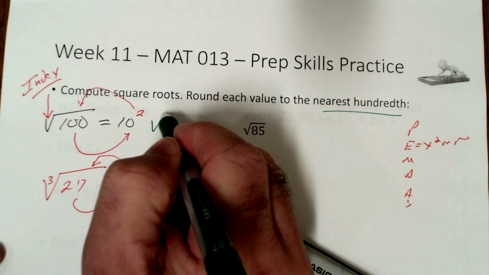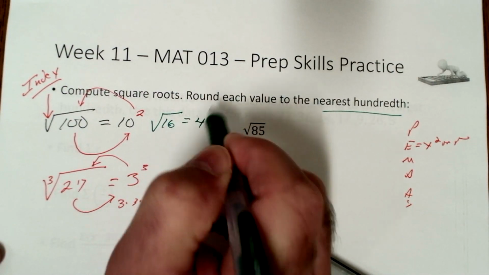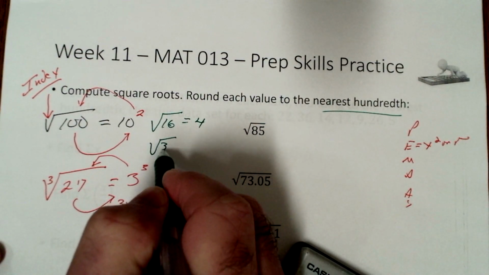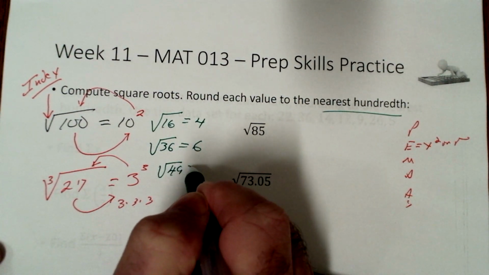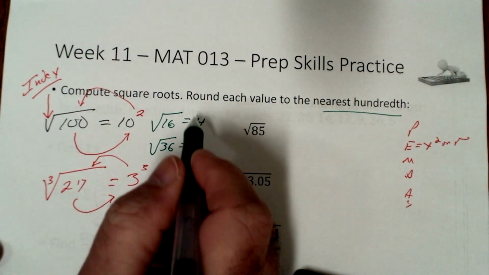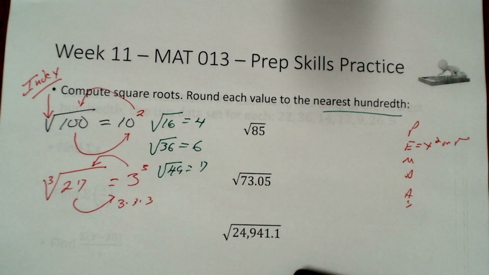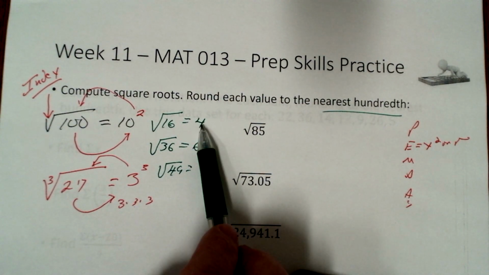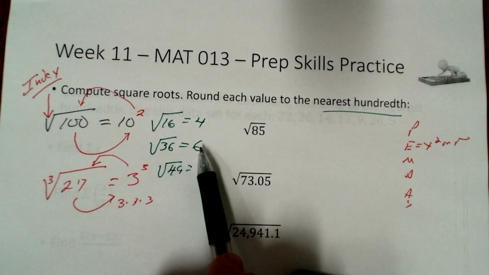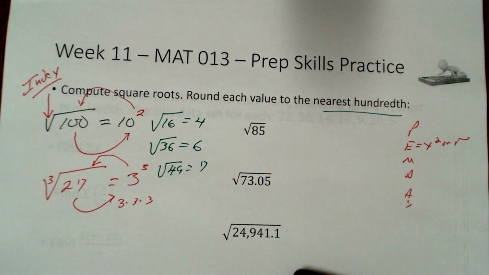If we were to do the root of 16, we would get 4. If we were to do the root of 36, we would get 6. If we were to do the root of 49, for example, we would get 7. All of these are what are called perfect squares. In other words, when you take them to their roots, you get an integer value. You get a whole number. You do not have any decimals.